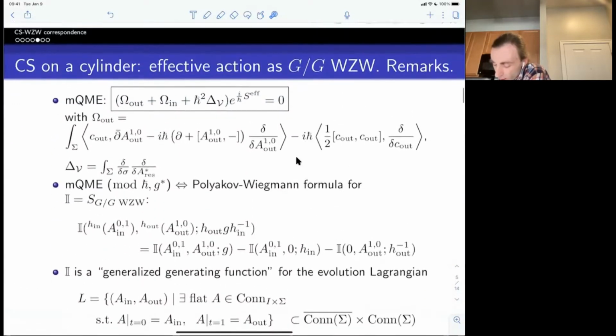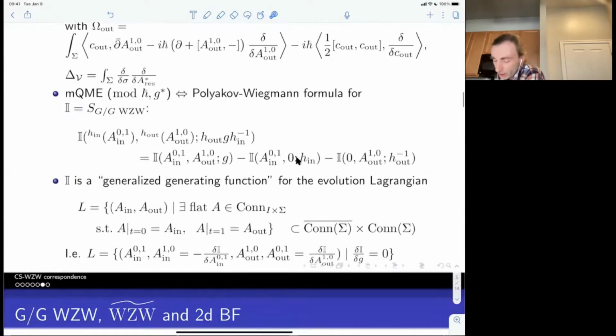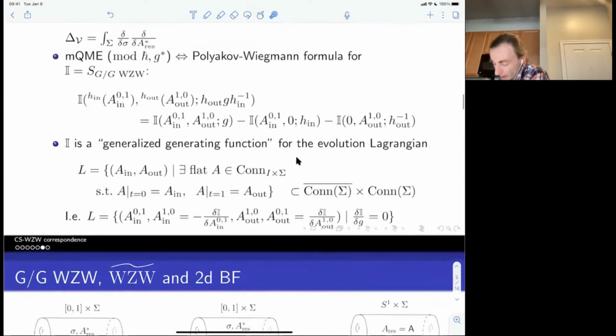Okay, and then I should mention that you have the modified quantum master equation. A certain truncation of it corresponds to the Polyakov-Wiegmann formula for the WZW action. And there's a certain symplectic geometric interpretation of the result, which connects to Alberto Cattaneo's lectures before, but maybe since I'm in a very strongly negative time, I should not go there.